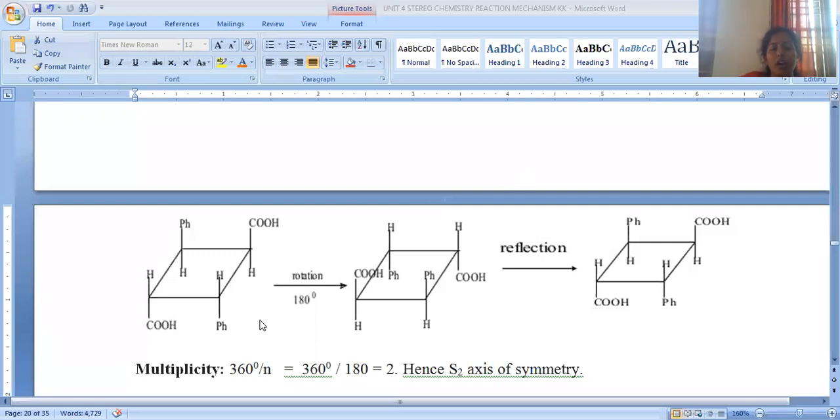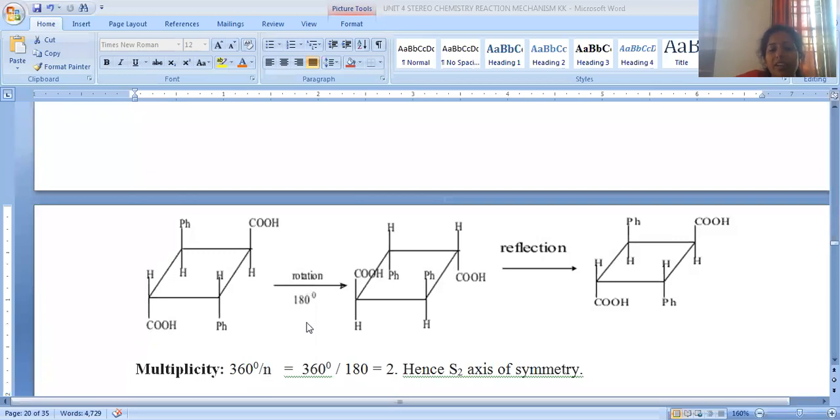Okay, so now we have to count what that n number in Sn is. That calculation of Sn is given by the formula 360 by n. So 360 by n, in the sense 360 is nothing but the full rotation. If we rotate the molecule 360 degrees, what happens? We will get an identical molecule. Okay, with 360 degrees rotation, whatever group is there, the same group reaches the same place. So what we are doing is 360 by n. N in the sense the number of rotations we are doing.